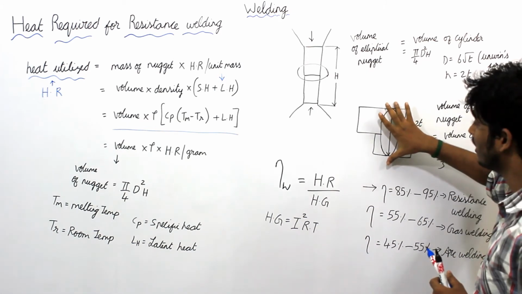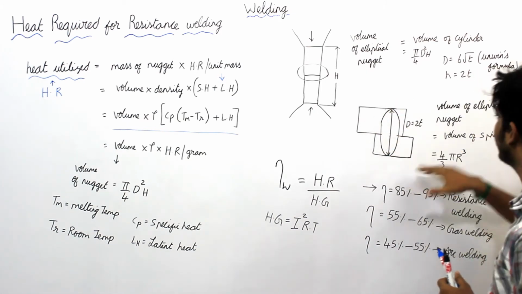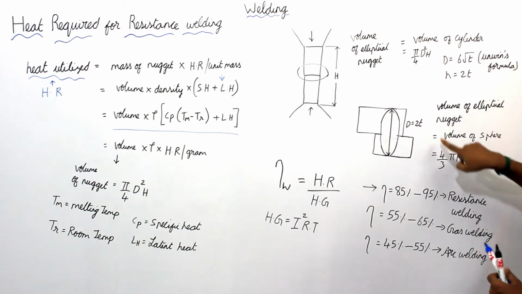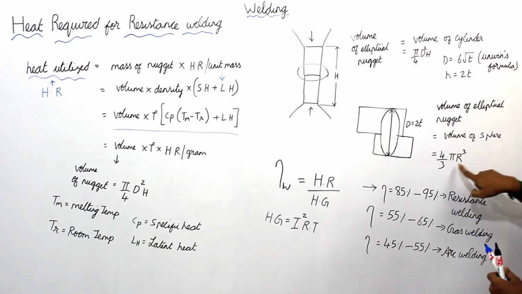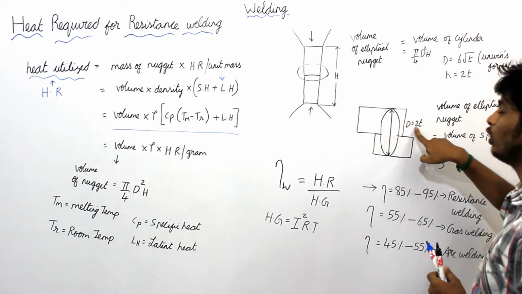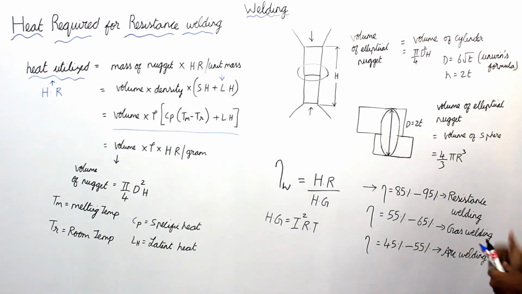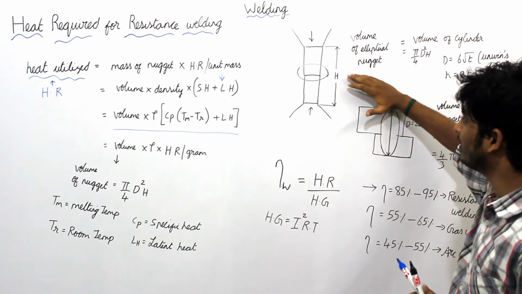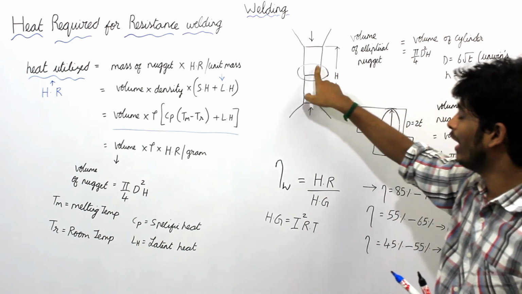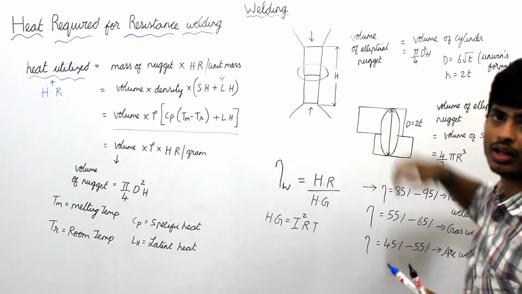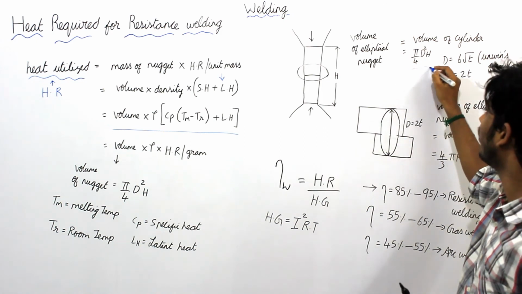If the nugget is given as spherical, then the volume of the nugget is equal to the volume of a sphere, 4 by 3 pi r cube. Capital D is equal to 2 into thickness. Most of the questions will be solved with elliptical nugget in horizontal manner. So this formula is important.